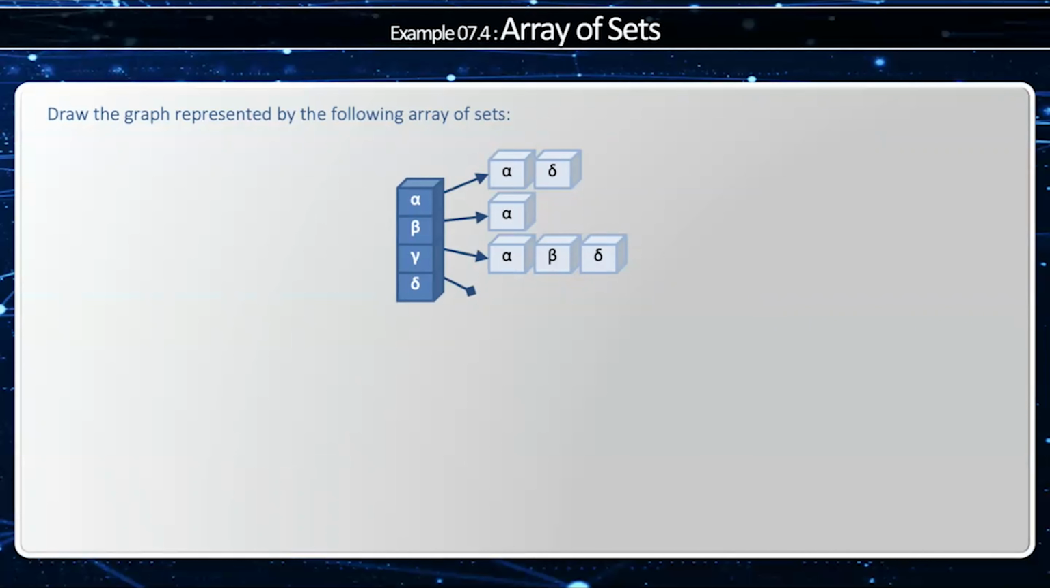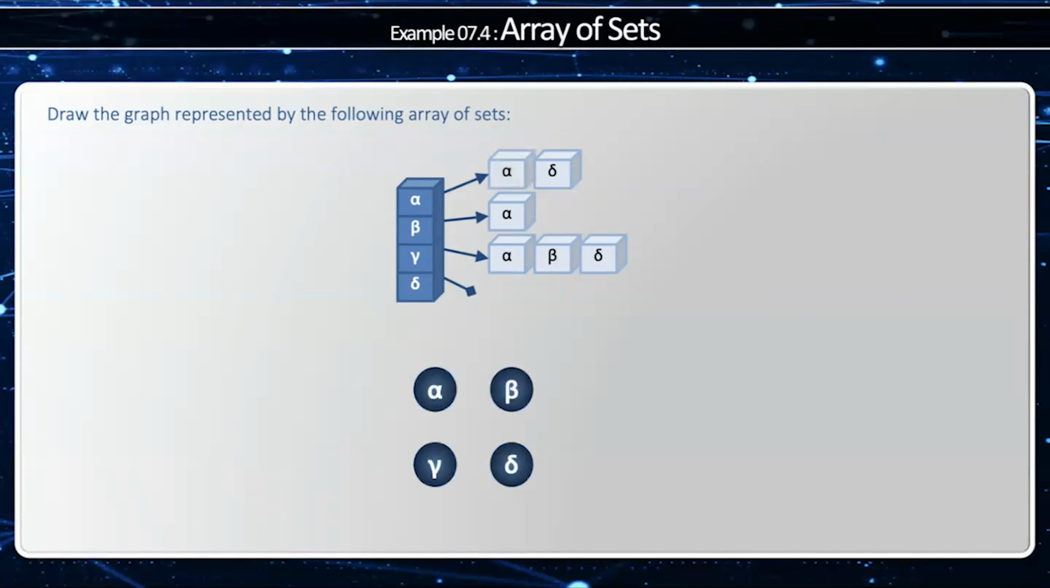Okay, let's take a look at this example. Pause the video and see if you can draw the graph corresponding to this array of sets. Okay, let's begin. Now, first of all, we have 4 vertices: alpha, beta, gamma, and delta.